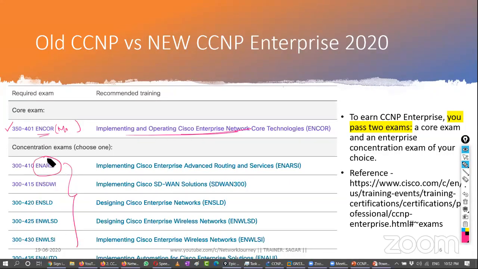Most of the network engineers are going with advanced routing and switching. But yes, if you're good with SD-WAN, you can go with SD-WAN. If you are good with designing enterprise networks, you can straight away go and write this. You can go with the wireless topic as well, or an automation topic in the CCNP level, which is called ENAUTO. So this is the CCNP level DevNet. This is very brief on the CCNP structure.